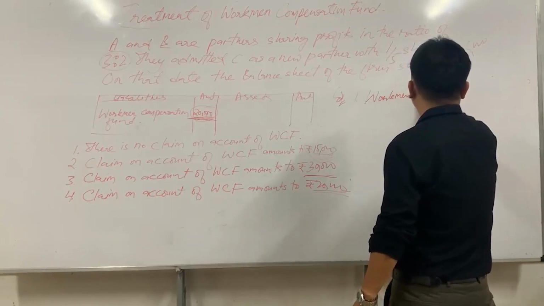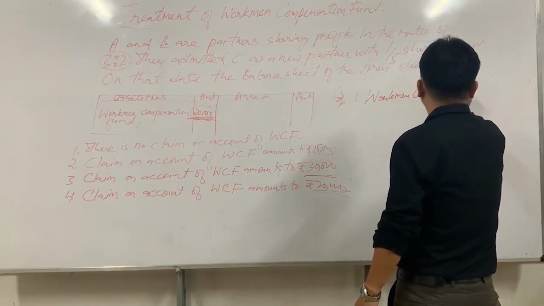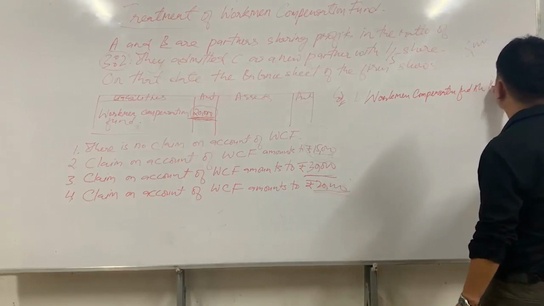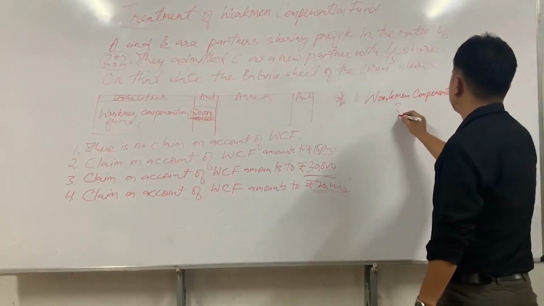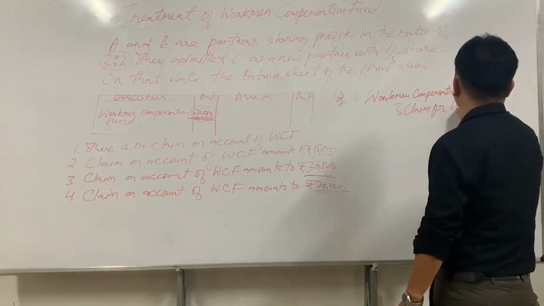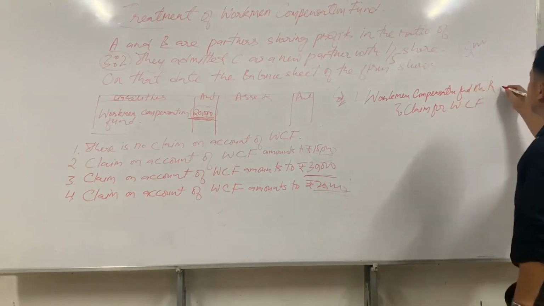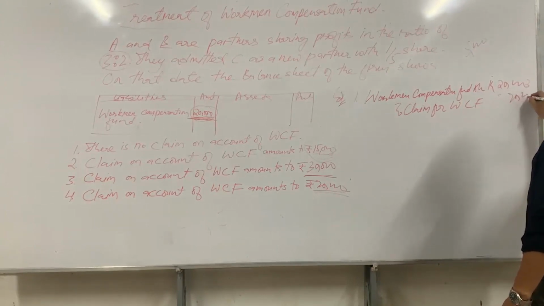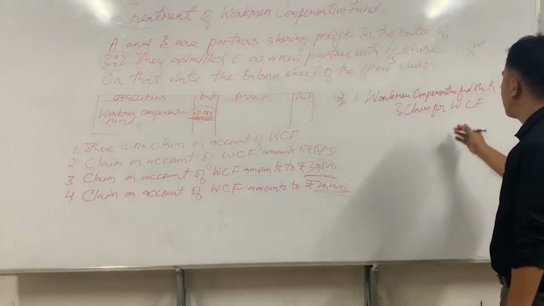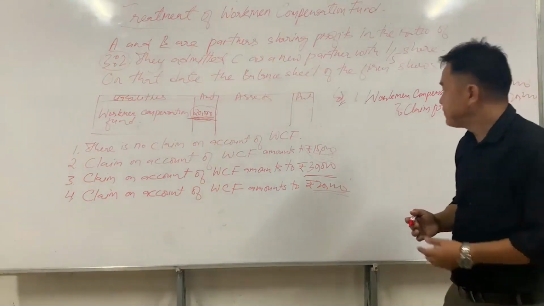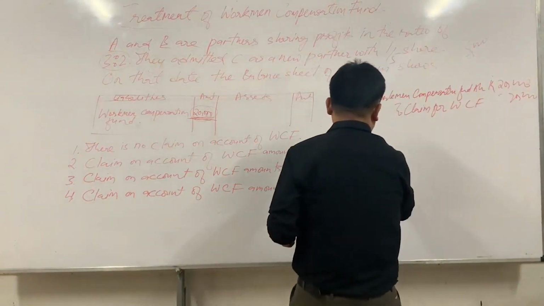Workmen compensation fund account Dr. To claim for workmen compensation fund. What is the amount? 20,000. So since there is nothing left to distribute among all partners, we can't credit all partners' capital account here. Okay.